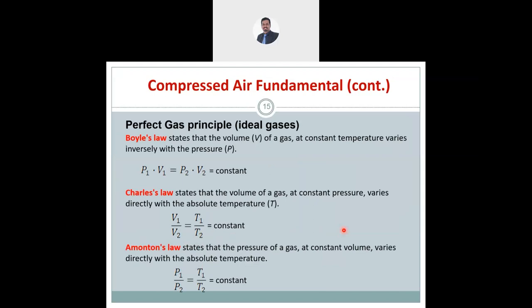Okay, so some of the gas principles used in pneumatics. Since it's dealing with gas, one thing you can use is the ideal gas equation, since gas is considered as ideal gas. Apart from that, you can also use Boyle's law, P1 V1 equals P2 V2 constant, or Charles's law, V1 over V2 equals T1 over T2. V is your volume, P is your pressure, T is your thermodynamic temperature, or absolute temperature.